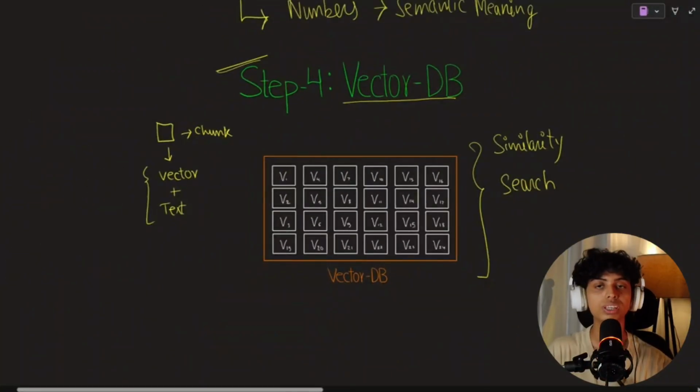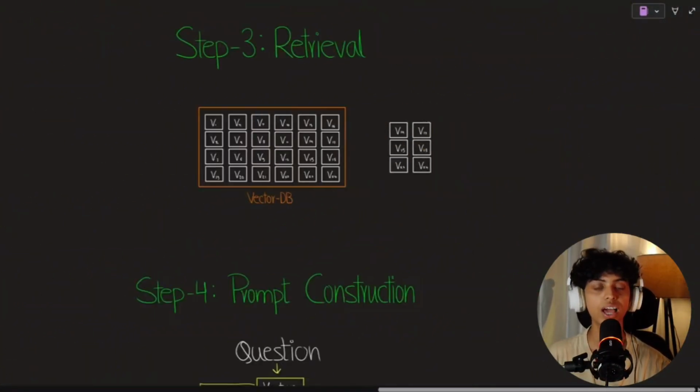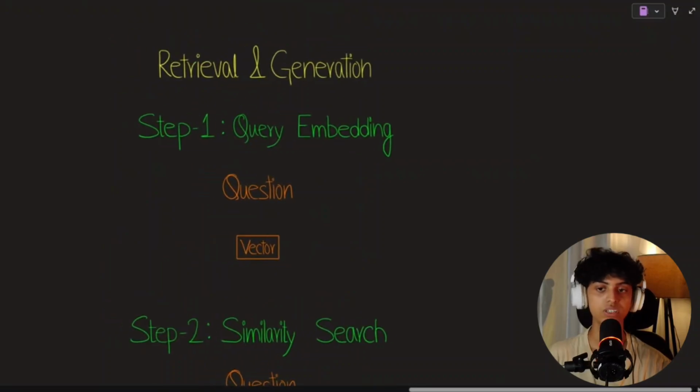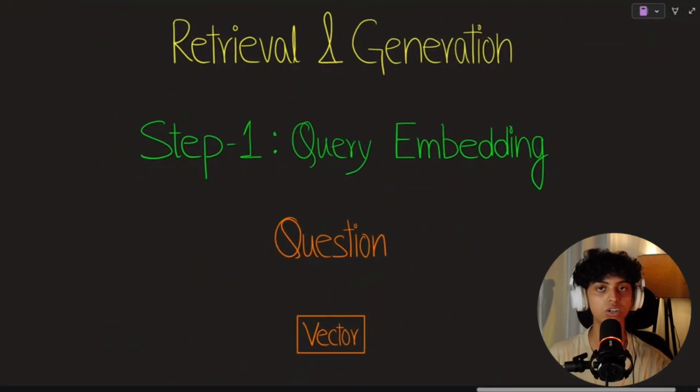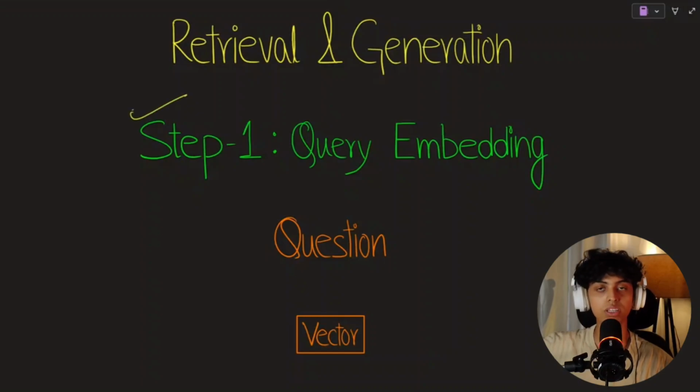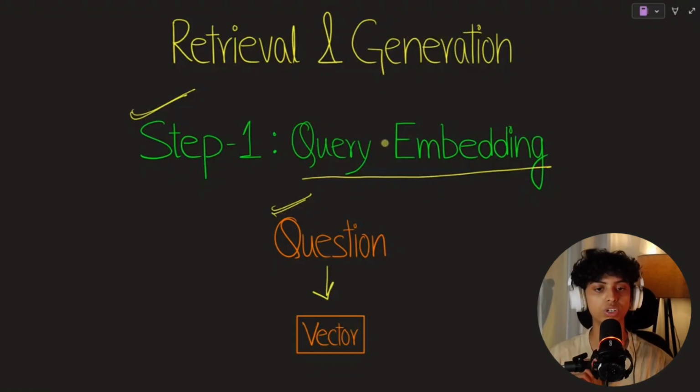Now let's move on to the next phase, which is retrieval and generation. And in this phase, we are going to talk about what happens when a user actually asks a question. So the first step in the second phase is the query embedding. So when a user asks a question, the question gets converted into an embedding using the same embedding model you used for your documents. And this is important because it has to be the same model so the vector space is consistent.